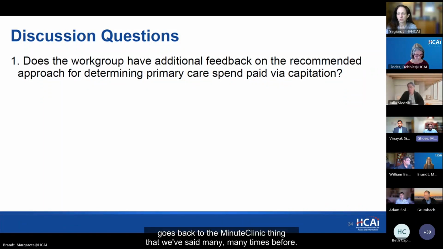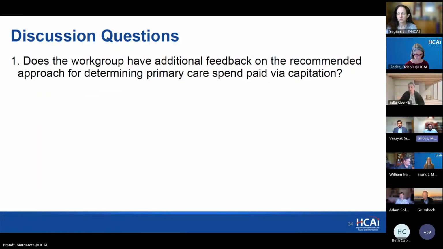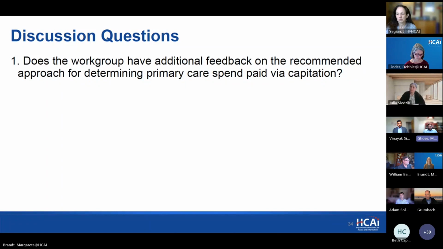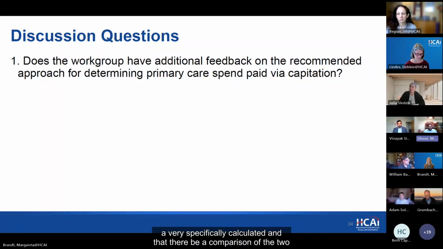It goes back to the OB thing, goes back to the minute clinic thing that we've said many, many times before. In order to have a clear pathway, you need to start from a clear starting point. And by muddying the water, by counting selectively, we're not going to do that. Our recommendation on the entire CAP versus primary care or in totality has been that if OHCA does end up with this more limited definition of primary care, there be a more inclusive side definition that also is very specifically calculated, and that there be a comparison of the two over time to see, A, which is more accurate, and B, very importantly, to show the crossover that occurs over time. Are more people coming into this medical home fully coordinated capitation and PCP arrangement versus those that might be getting primary care codes paid in other settings?